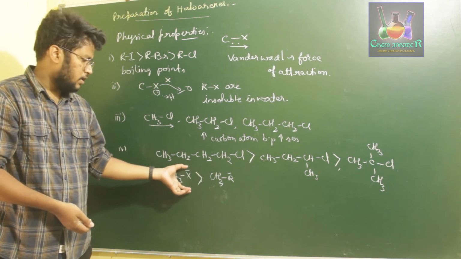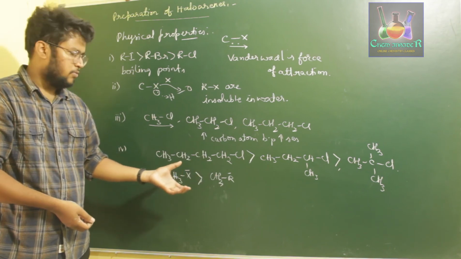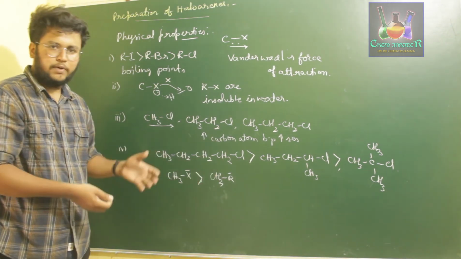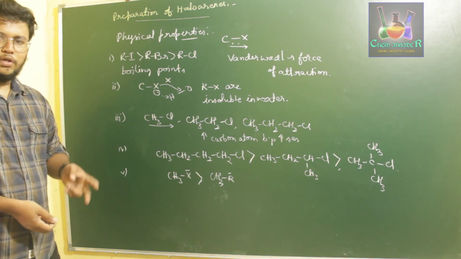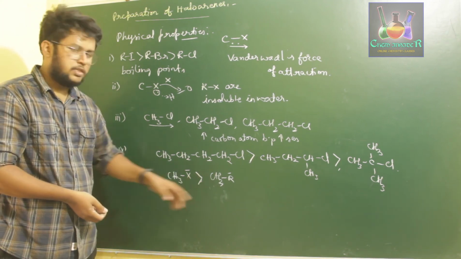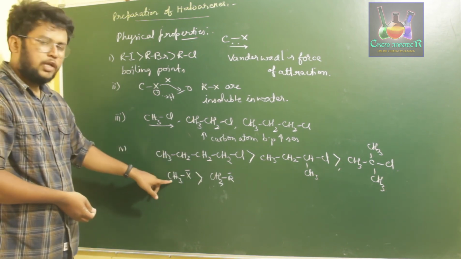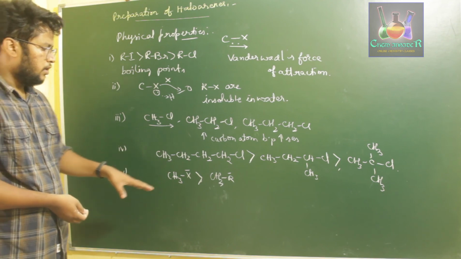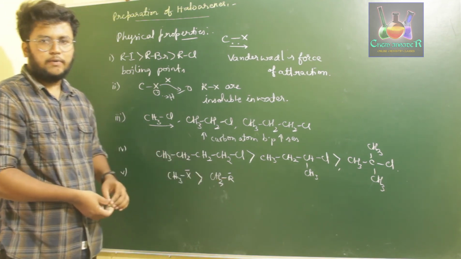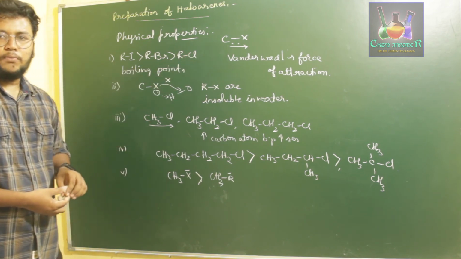If the halogen atom taken here and the alkane present over here have the same molecular mass, and the complete molecules have a similar molecular mass, where one is a haloalkane and the other one is just an alkane, then the boiling point of the haloalkane will be more than the boiling point of the alkane. That is because of the dipole moment.